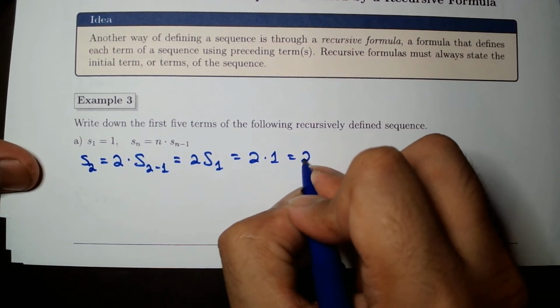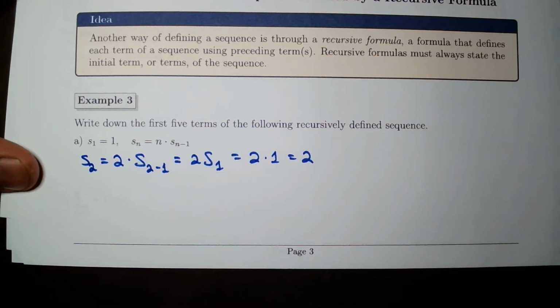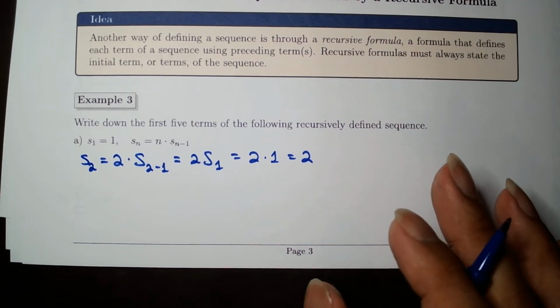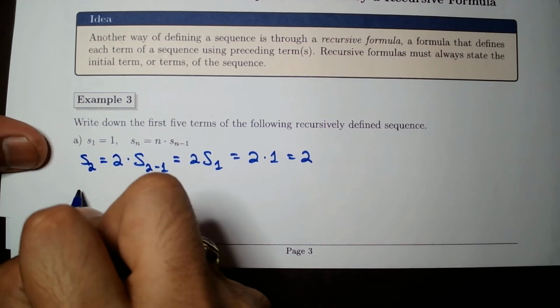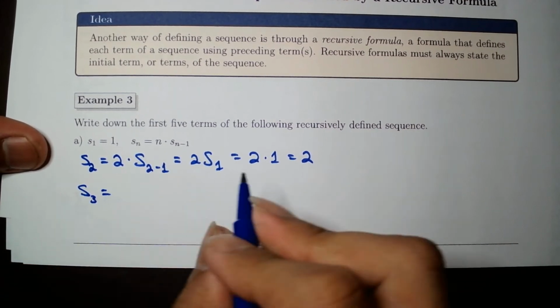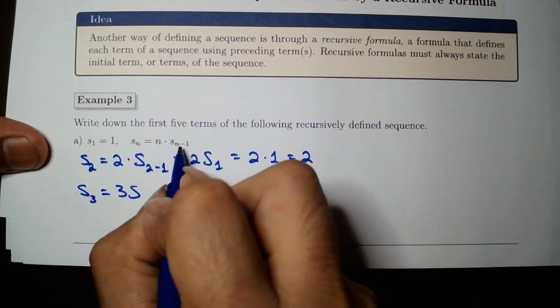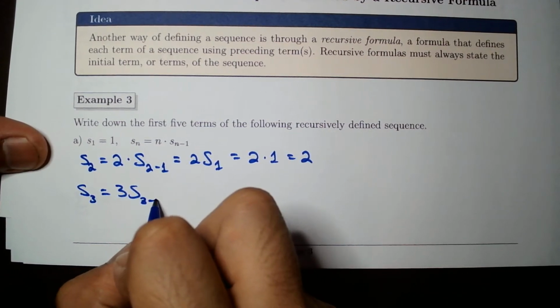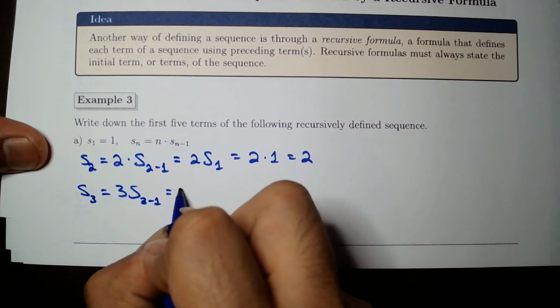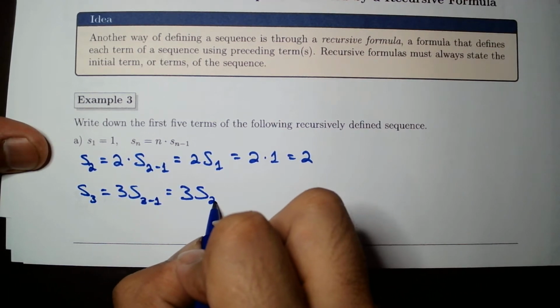And 2 times 1 is 2. Okay. And then let's do S3. S3 is going to be 3 times S subscript 3 minus 1. 3 minus 1 is 2.